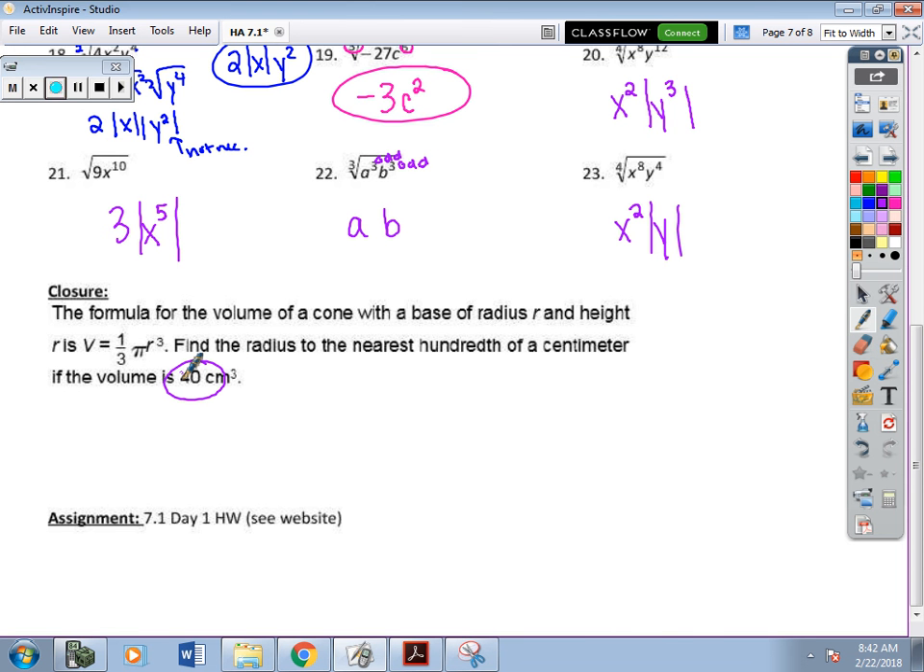The volume formula for a cone with base radius r and height r, should say height of h, no, height of r, is 1/3 pi r cubed. Find the radius to the nearest hundredth of a centimeter if the volume is 40 centimeters cubed. So we are going to plug in 40 for volume, and we're going to have to solve for r.